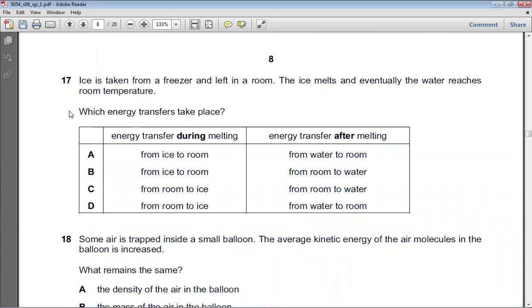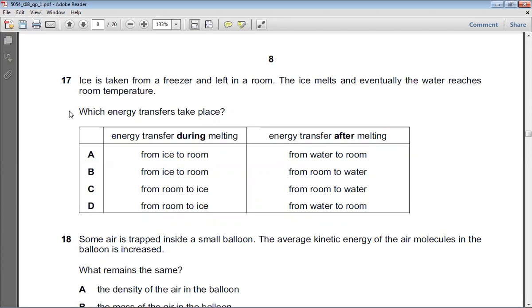Ice is taken from a freezer and left in a room. The ice melts and eventually the water reaches room temperature. Which energy transfers take place? So, energy transfer during melting. When the ice is melting, the energy will be transferred from the room to the ice, from the room to ice.